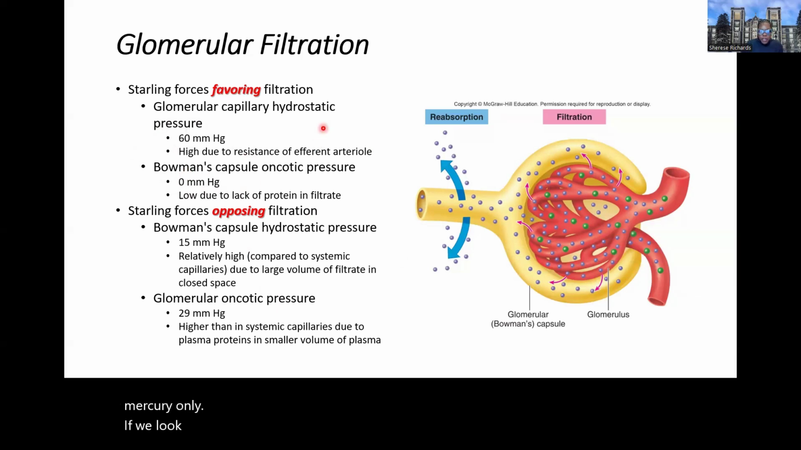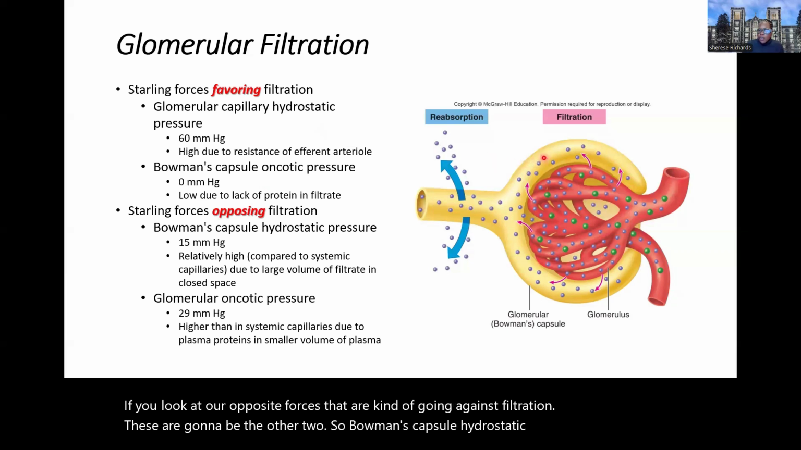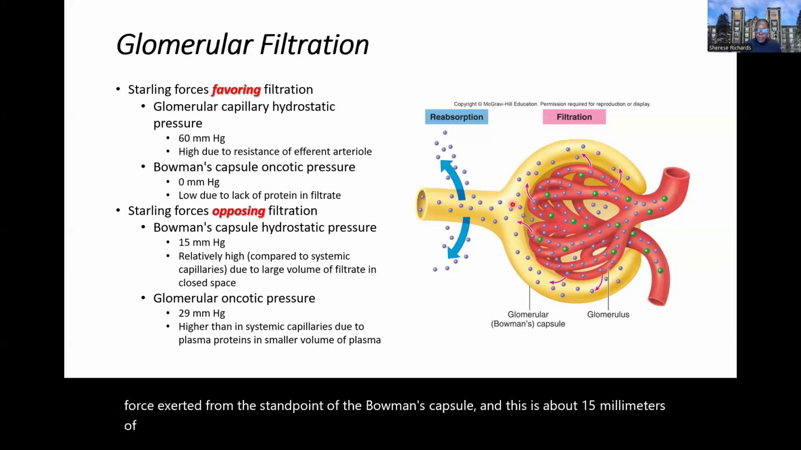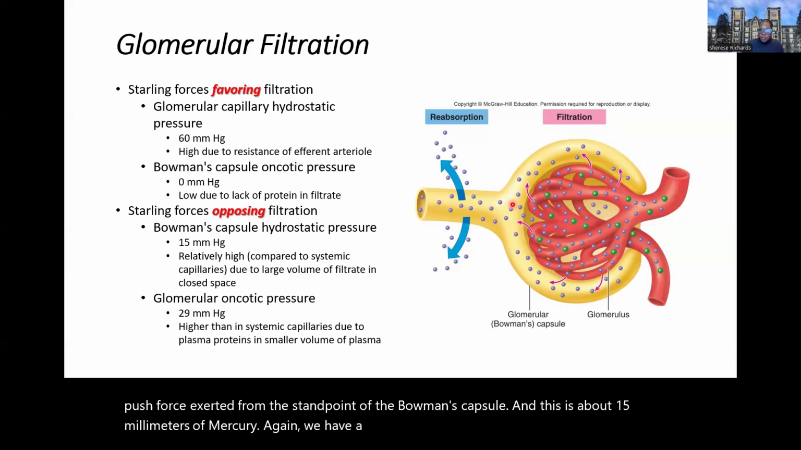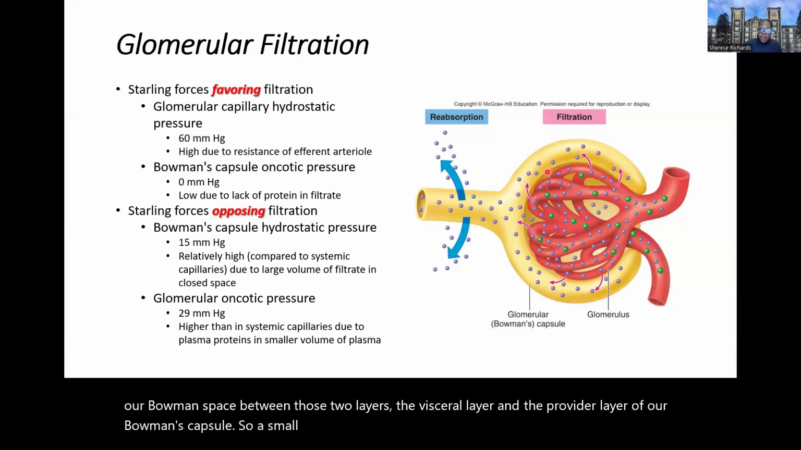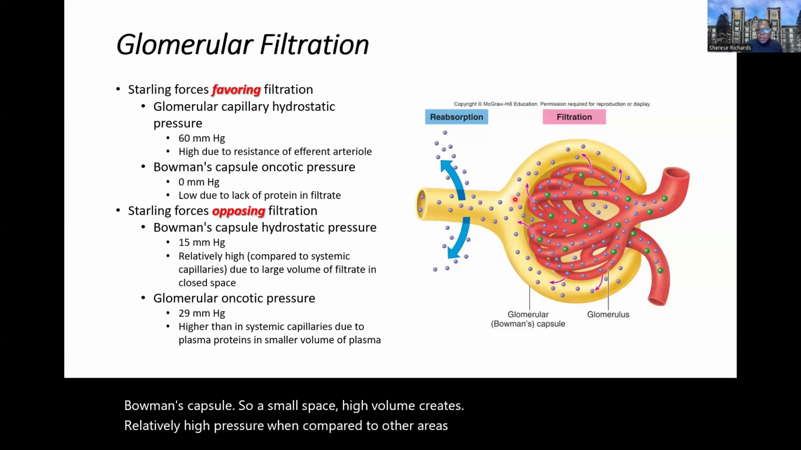If we look at our opposite forces that are kind of going against filtration, these are going to be the other two. So Bowman's capsule hydrostatic pressure, this is the push force exerted from the standpoint of the Bowman's capsule. And this is about 15 millimeters of mercury. Again, we have a large amount of volume in a very confined space in our Bowman space between those two layers, the visceral layer and the parietal layer of our Bowman's capsule. So a small space, high volume creates a relatively high pressure when compared to other areas of our capillaries. So this is about 15 millimeters of mercury.